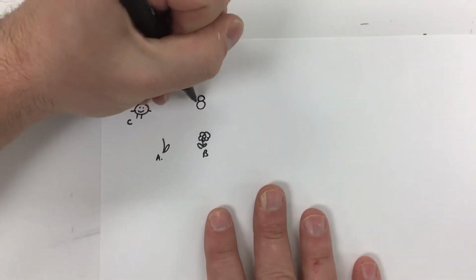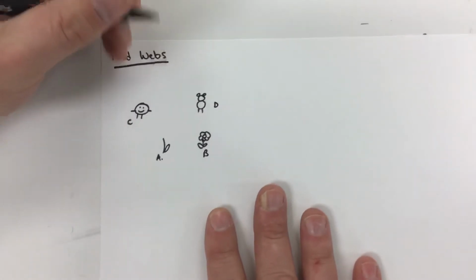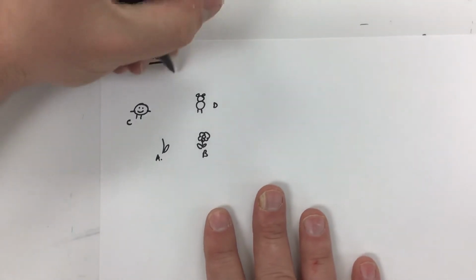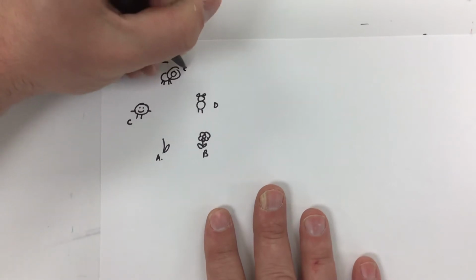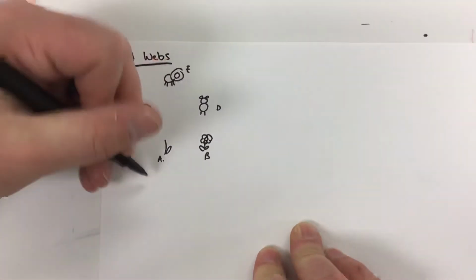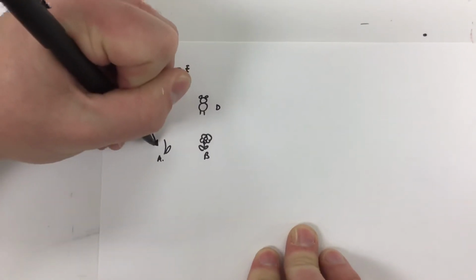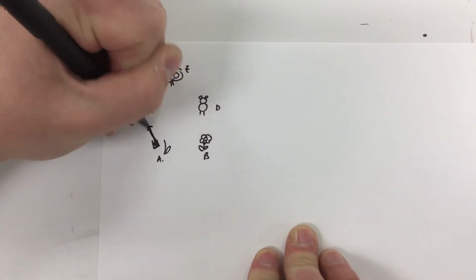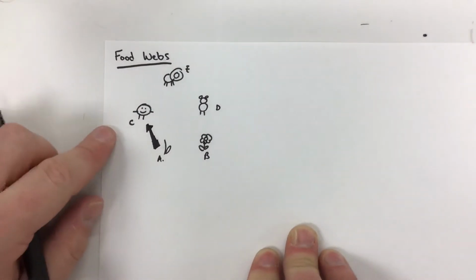Okay. Organism D. And then organism E. All right, so I have my 5 organisms there. They're very simple organisms. Let's say C eats A. Oh, wrong way. See, it's very common to make that mistake. I do it all the time. Arrow points to the eater, not the eaten, because the energy goes from A to C.